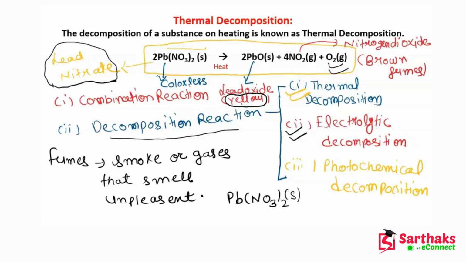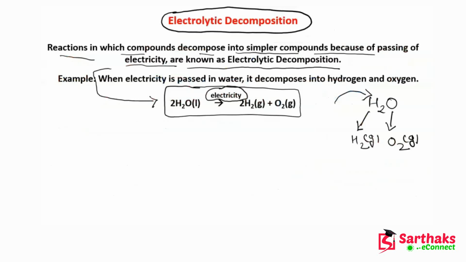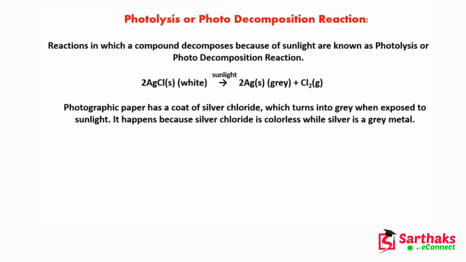Now let's move ahead and talk about the other type of decomposition reaction, and that is photochemical decomposition. So students, here we are. Photo decomposition or photolysis is a type of decomposition reaction, so here also we will decompose a compound or a substance, but in this type we will provide light energy.